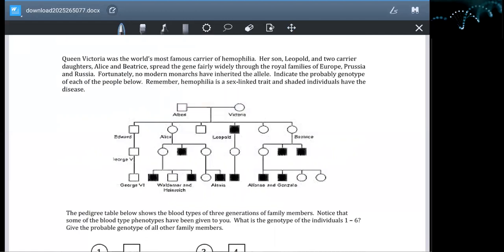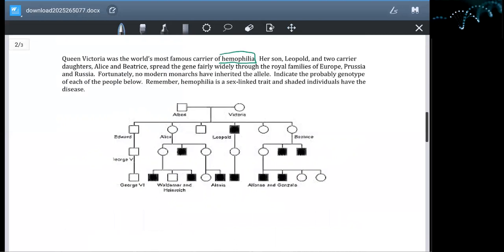Queen Victoria was the world's most famous carrier of hemophilia. What do we know about hemophilia? Our question: hemophilia is indeed X-linked, or sex-linked, and number two, it is recessive. So again, I need to list everything using my previous key.